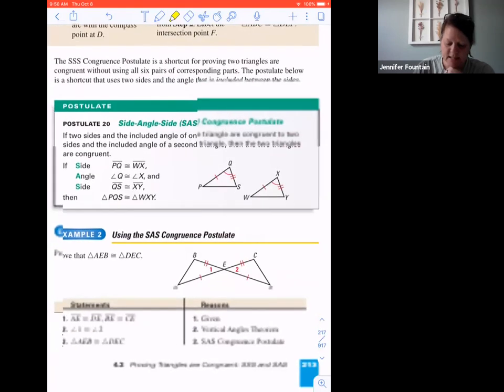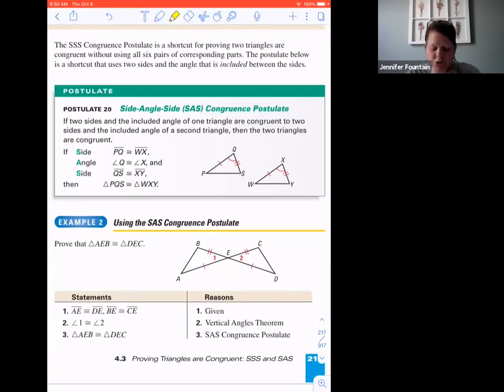It says the SSS congruence postulate is a shortcut for proving 2 triangles are congruent without using all 6 pairs of corresponding parts. The postulate below is a shortcut that uses 2 sides and the angle that is included between the 2 sides. So it says if 2 sides and the included angle of one triangle are congruent to 2 sides and the included angle of the second triangle, then the 2 triangles are congruent.